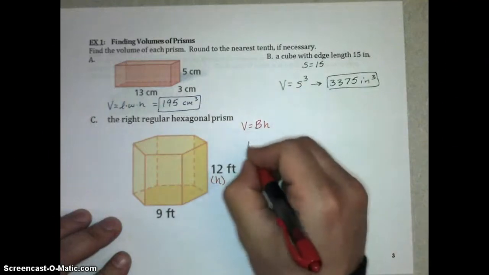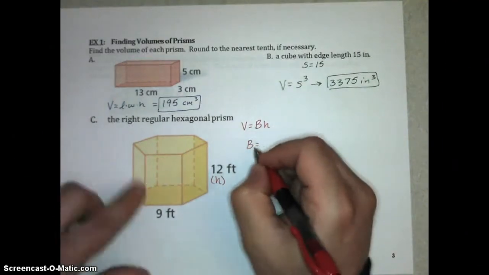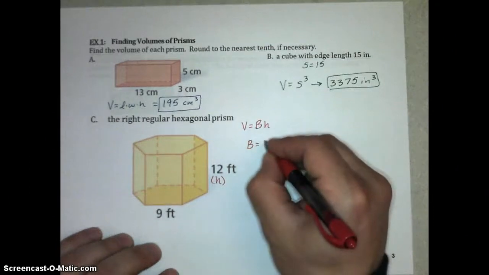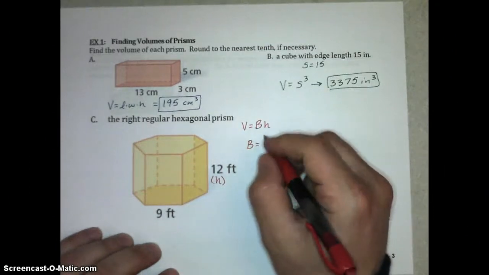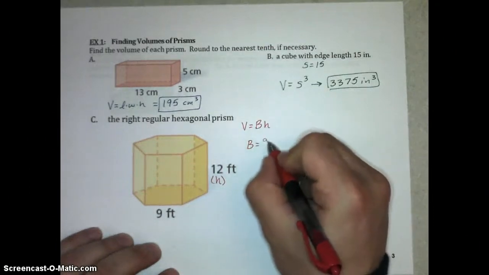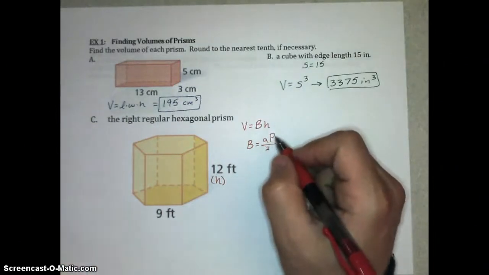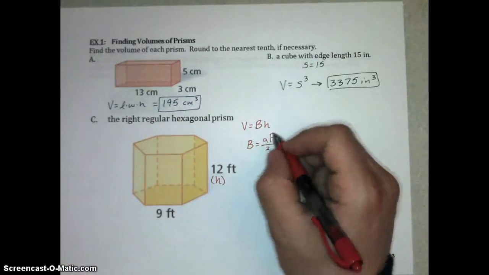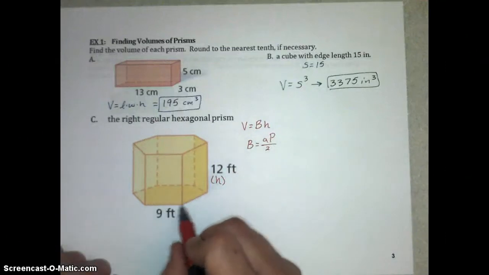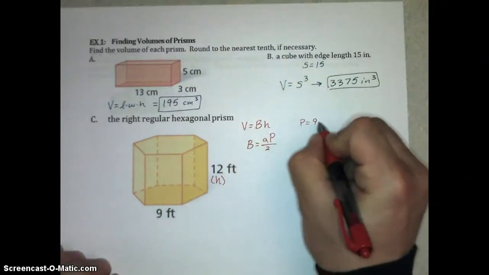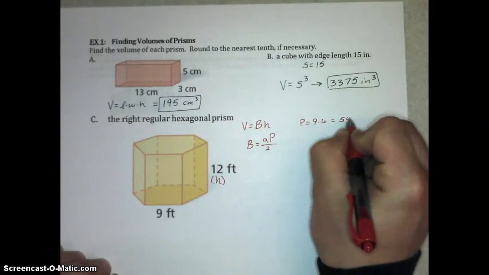But we need to find the base area. The base is a regular hexagon. So once again, we need to know that formula for a regular polygon's area. That is apothem times perimeter divided by 2. So we need to start by finding the apothem and perimeter. Perimeter should be easy to find. 9 feet per side for 6 sides. That perimeter is just 9 times 6, or 54.